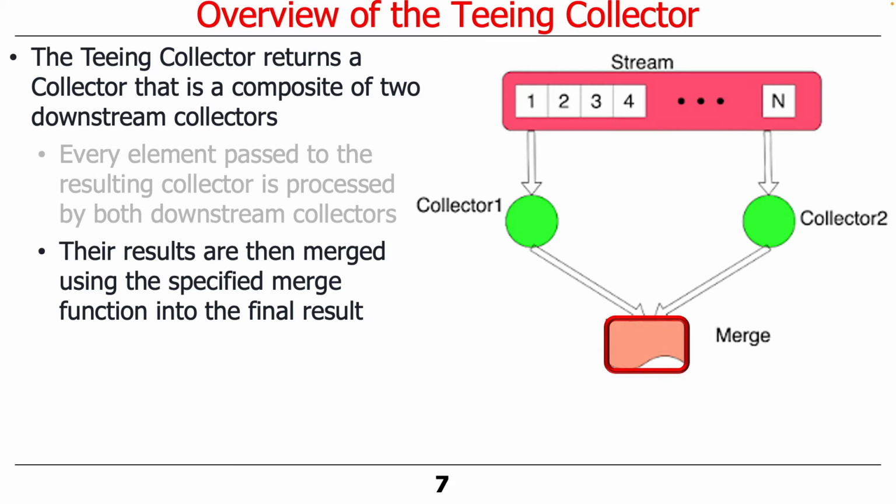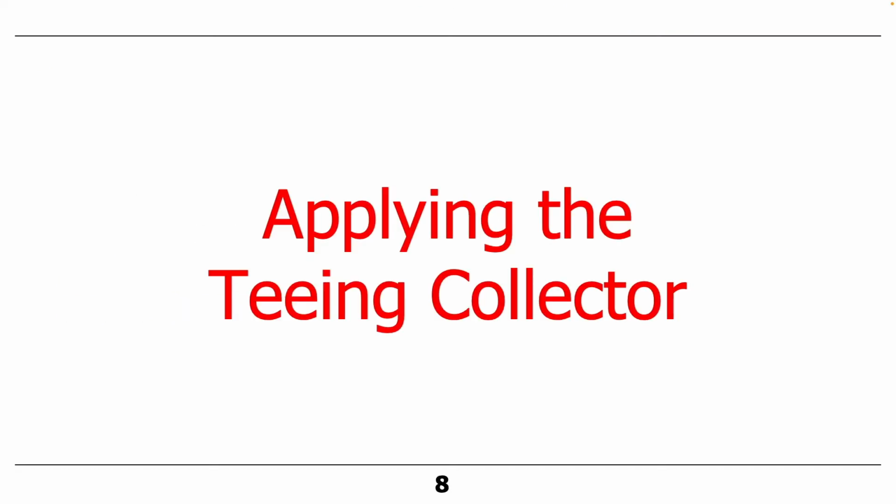And then after the two collectors get their turn at modifying or filtering or doing something to the elements of the stream, the results are then merged back together using a merge function that's passed as another parameter to the teeing collector. So the basic idea there is you can do several things to the same data, two different types of things to the same data, and then merge the results. And you might ask, why the heck would you want to do that? And that's part of what we're going to be talking about here with an example.